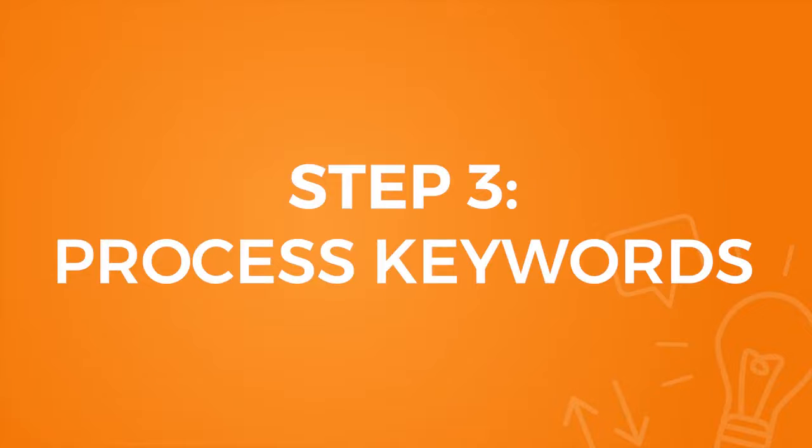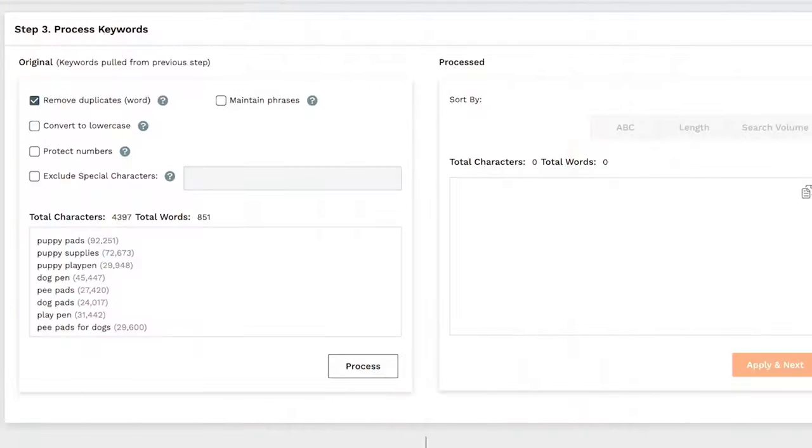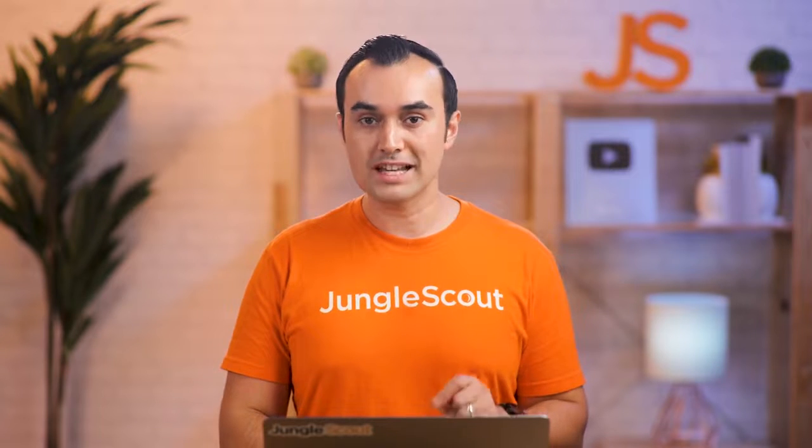Next up is step number 3, process keywords. On to the third step, which allows some cleaning up or processing of your keyword list before using it to build your listing. Your options include remove duplicate words. This is useful because once a word has been used in your listing, you don't get any added benefit to repeating it. Therefore, in your title, for instance, where you only have a limited number of characters, you're better off adding different keywords to try and rank for those instead.